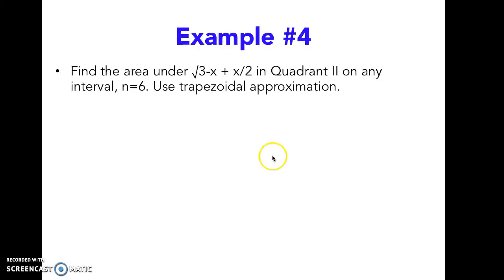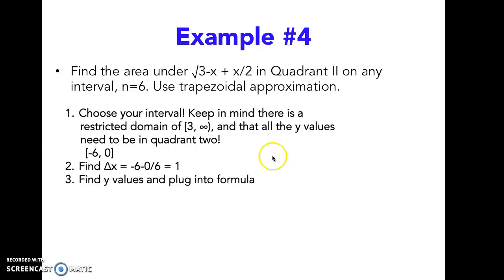Example 4. We have to find the area under the curve of root 3 minus x plus x divided by 2 in quadrant 2. You can choose any interval you like, but there has to be 6 trapezoids. Use trapezoidal approximation. So first we're going to choose our interval. But keep in mind, because you can't take the square root of a negative number, we have a restricted domain, so that all the y values have to be in quadrant 2. So I've chosen to use the interval of -6 to 0, just to keep it simple, but really you can choose any interval you like.